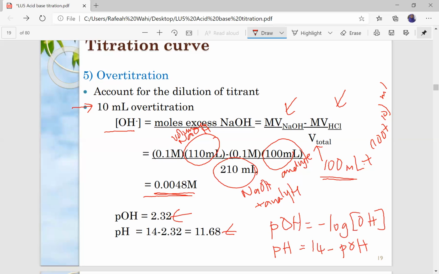If you look at the pH given here, you get 11.68, which means you are on the right track because over titration always means that the pH would be basic and higher than 7. So this is true for any strong acid and strong base titration. But it is not necessarily true for a strong acid and weak base titration or a strong base and weak acid titration.